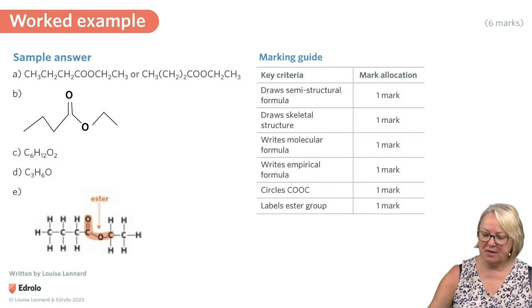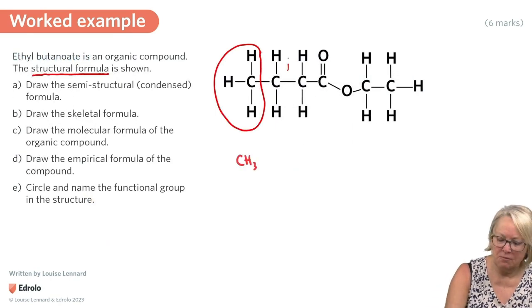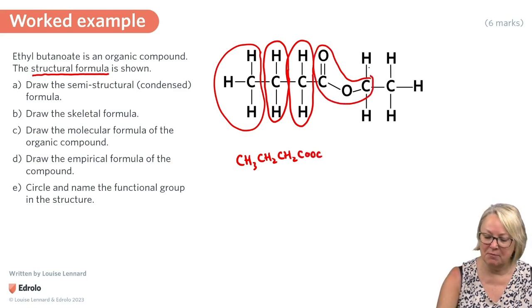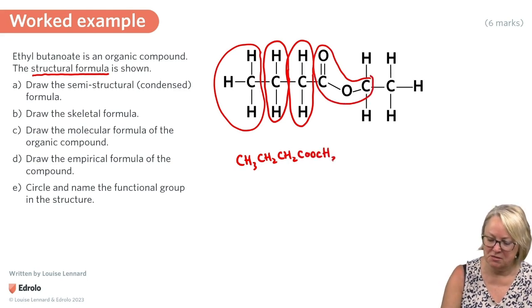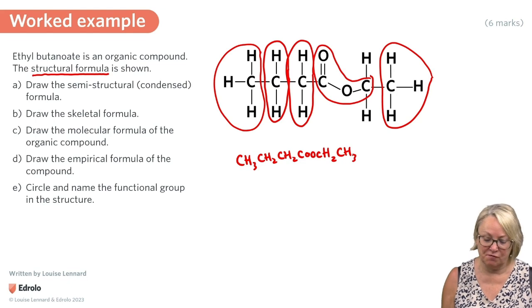So if we have a look, we start off with a CH3, then we have a CH2, followed by another CH2, followed by our ester group. The second carbon is bonded to 2 hydrogens, and then we have CH3. So that's one way we can write our semi-structural formula.